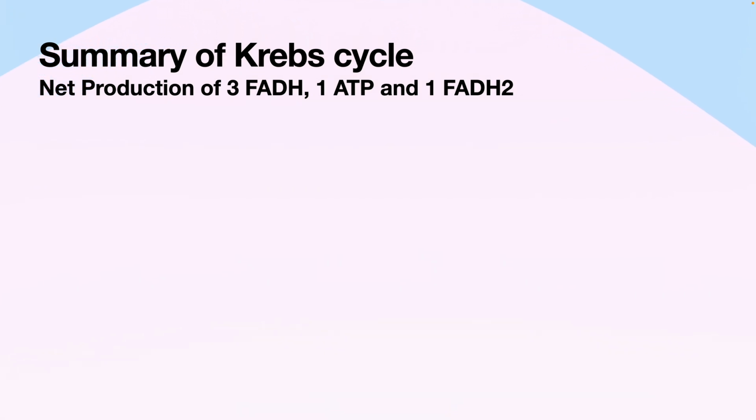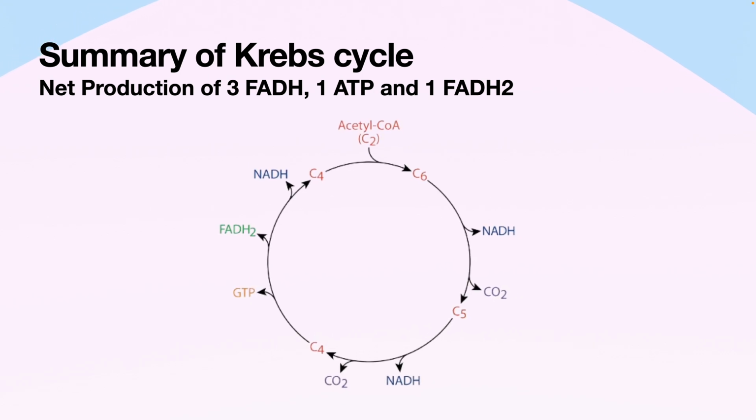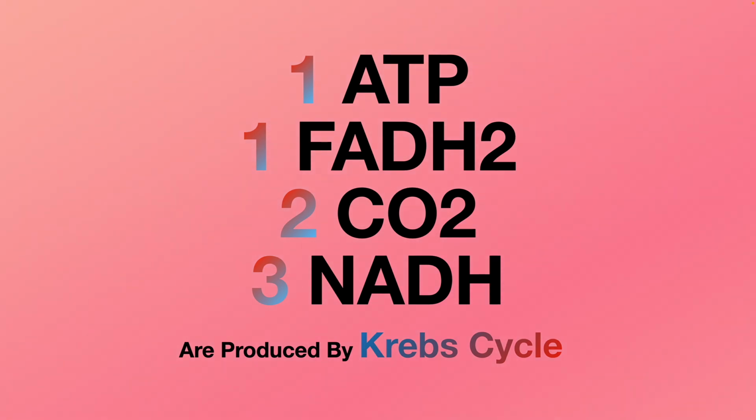Let us take a look at the summary of the Krebs cycle. It has a net production of 3 NADH, 1 ATP, and 1 FADH2. There's no magic number, but you can remember it by 1, 2, 3: 1 ATP, 1 FADH2, 2 CO2, 3 NADH. They're all produced by the Krebs cycle.